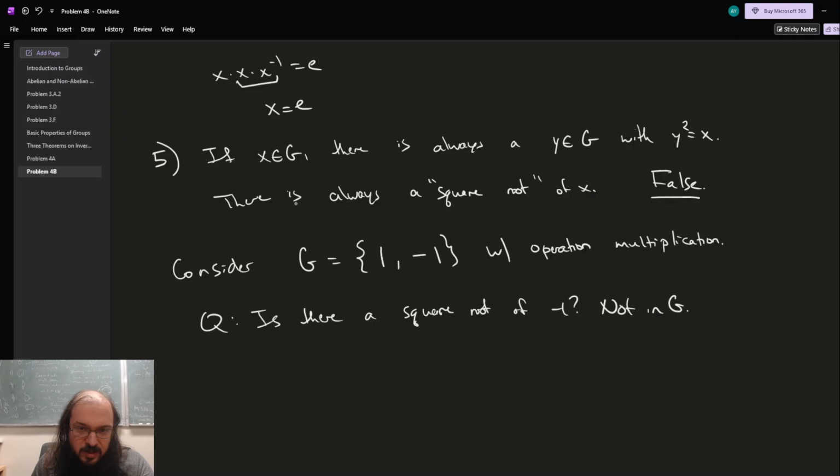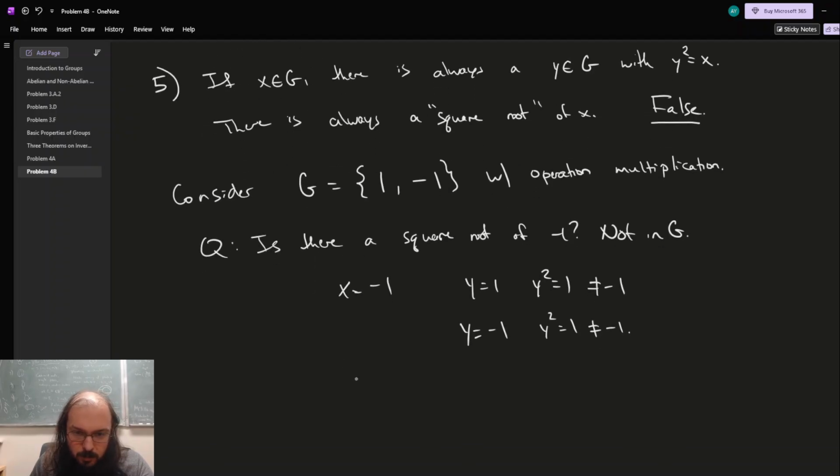The proposition says that there should be some element y in G with this property. So if x is -1, I just check y equals 1. Is y squared equal to 1? Not the same thing as -1. What about y equals -1? Y squared's 1 there also. Still not -1. So working with very small groups sometimes helps us find counterexamples.